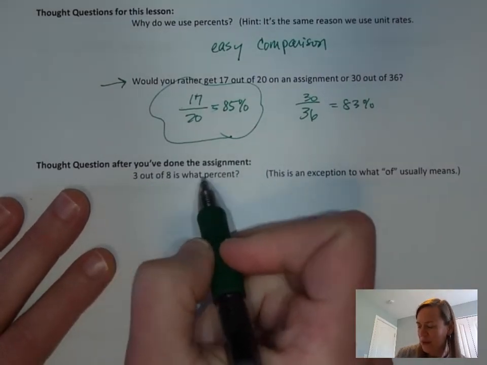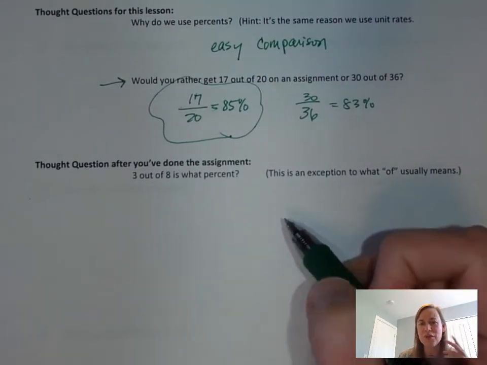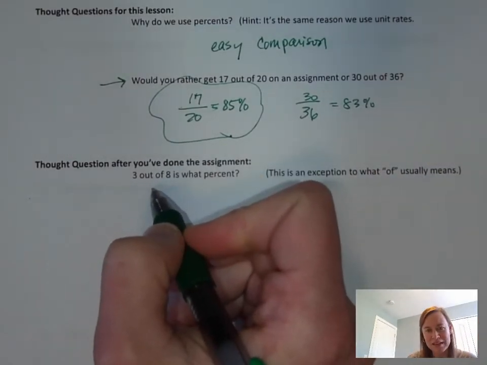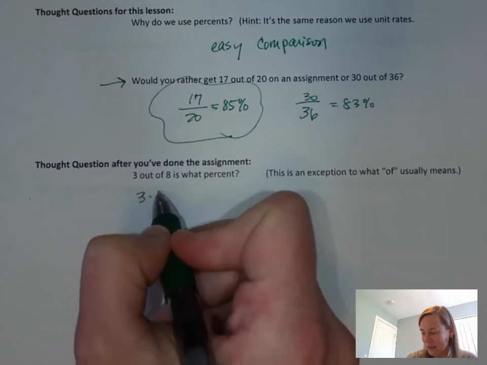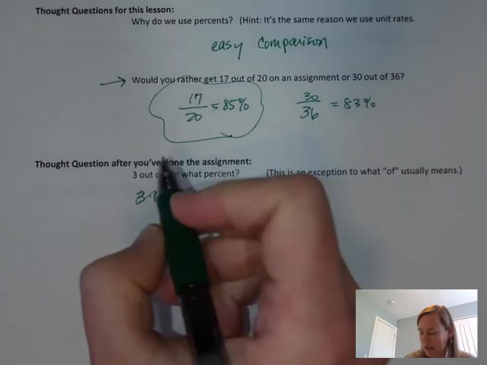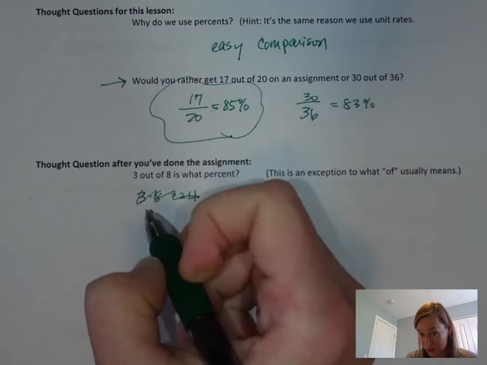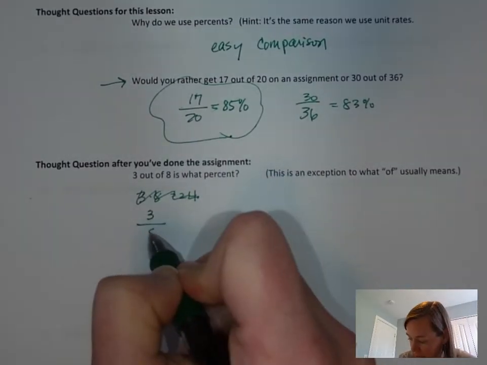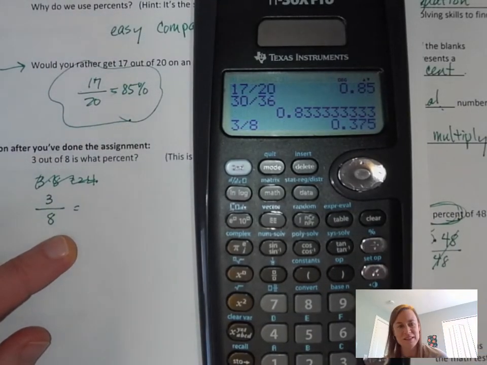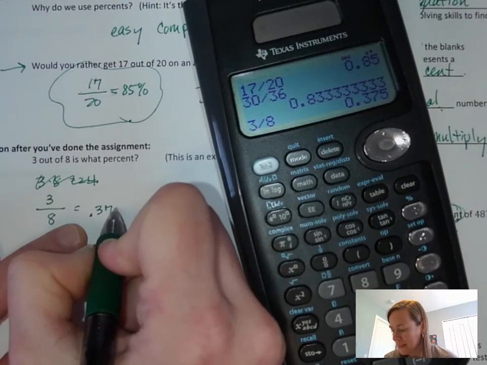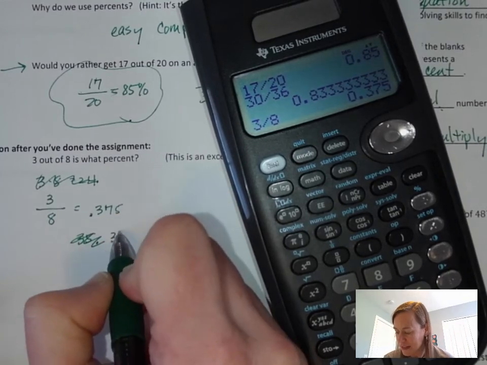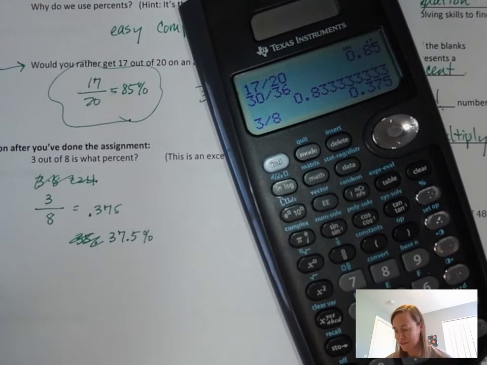3 out of 8 is what percent? So this is an exception to what the word of usually means. I have been telling you this whole time that of means multiply, right? But in this case, 3 times 8, 24, that's just not what it means. 3 out of 8 means more like what we were talking about with ratios and proportions, 3 out of 8. And then you would divide it to find the percentage. 3 divided by 8, so 0.375. And then the final step with a percent is to move the decimal and make it into a percentage. And don't forget to use that percent sign when you do it.